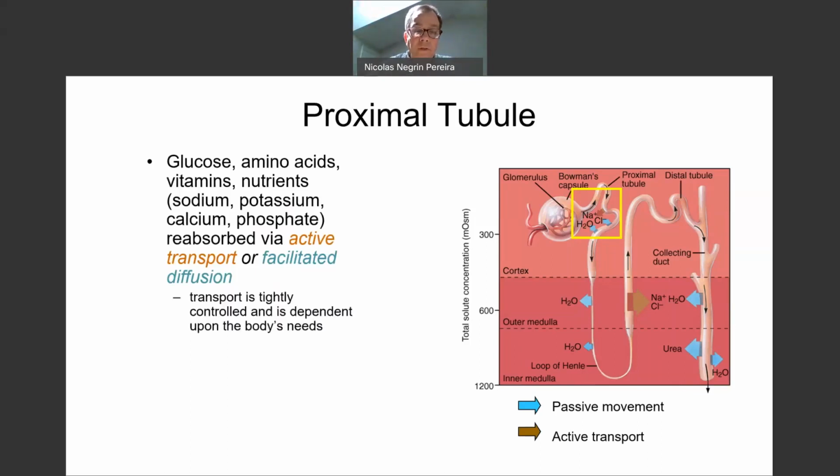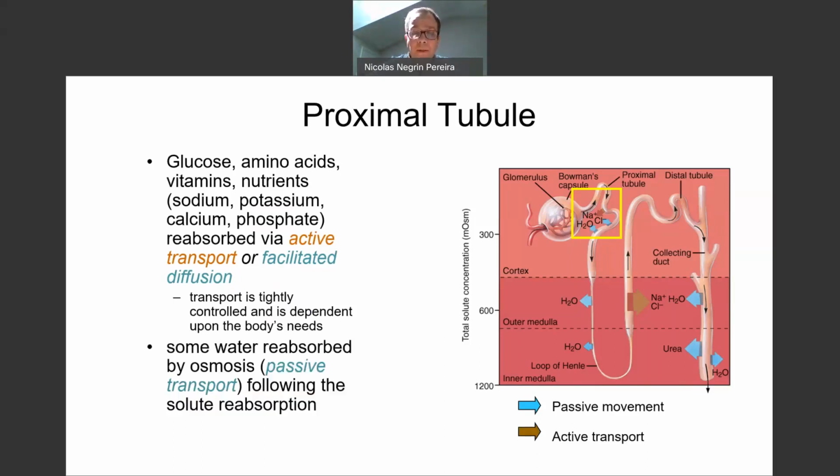This transport is very tightly controlled and is regulated depending on the body needs. Some of this water is going to be reabsorbed by osmosis, again by passive transport, as different from sodium, and follows the solute reabsorption. Chloride follows passively the osmotic gradient. So at this stage in the proximal convoluted tubule, 65% of the filtrate has been reabsorbed, and about 85% of sodium has been reabsorbed at this stage of urine formation.